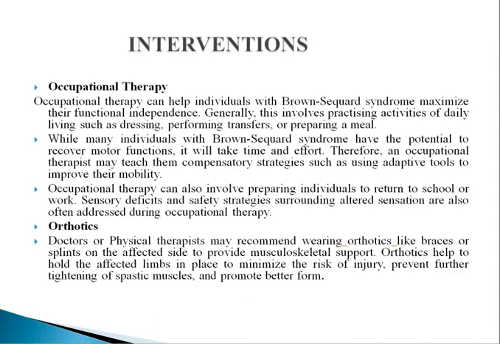So the first one is occupational therapy, which helps patients with Brown-Sequard syndrome to maximize their functional independence. That is, it involves practicing the activities of daily living, their own functions like dressing, performing transfers, or even preparing a meal. While many patients with Brown-Sequard syndrome have the potential to restore motor functions, it will take some time and also effort.